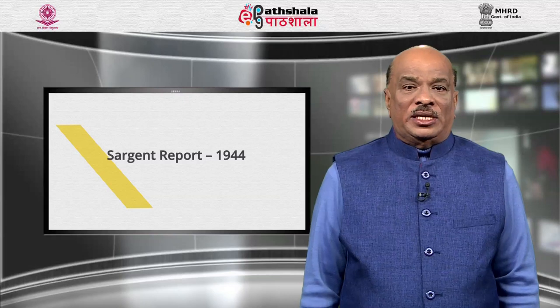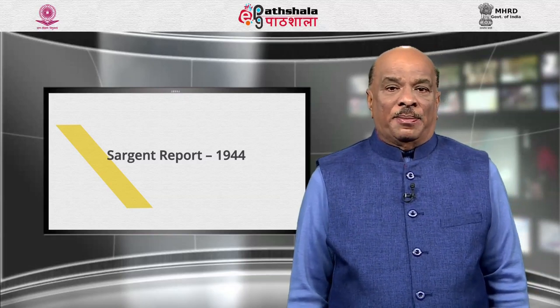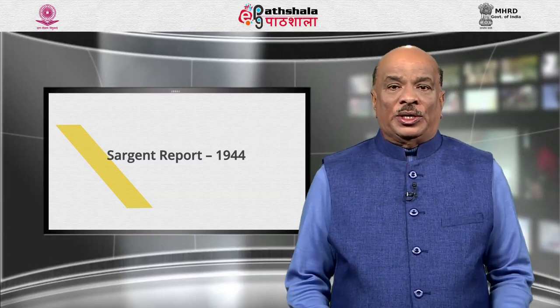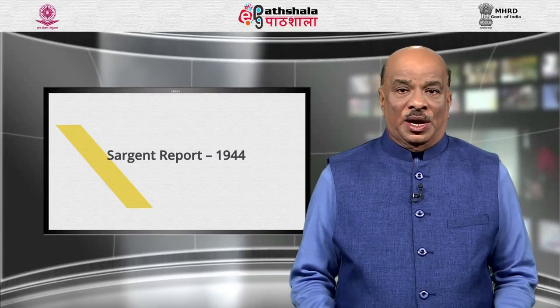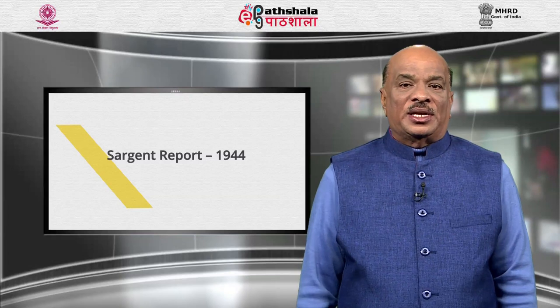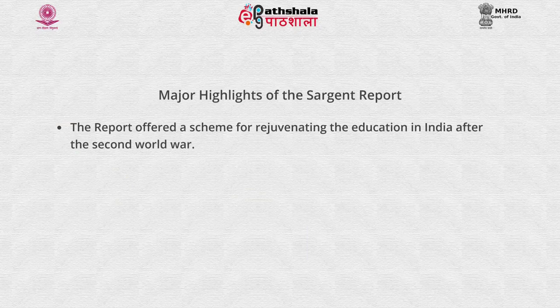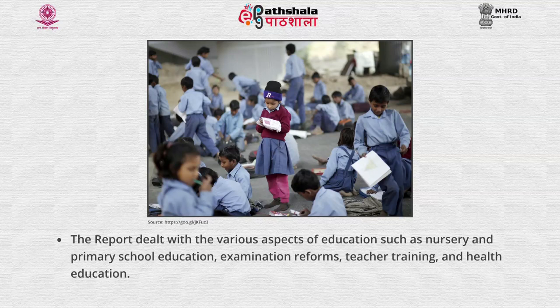The Central Advisory Board on Education published a report on education in January 1944. This report is popularly known as the Sargent Report after the name of the then educational advisor to the Government of India, Sir John Sargent. The report offered a scheme for regenerating education in India after the Second World War. The report dealt with various aspects of education, such as nursery and primary school education, examination reforms, teacher training, and even health education in India.